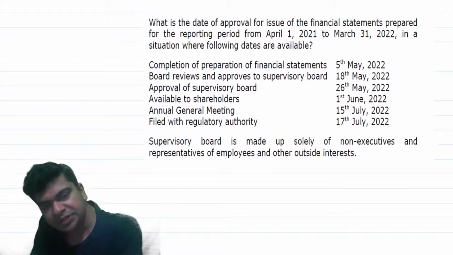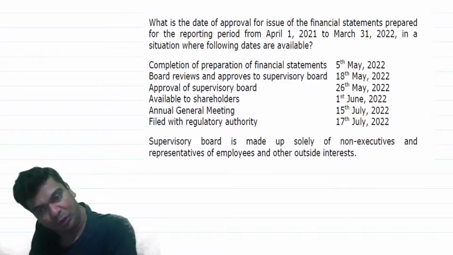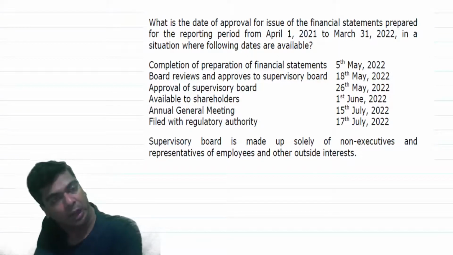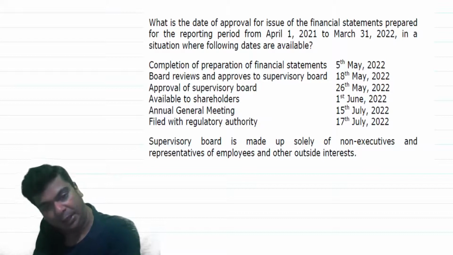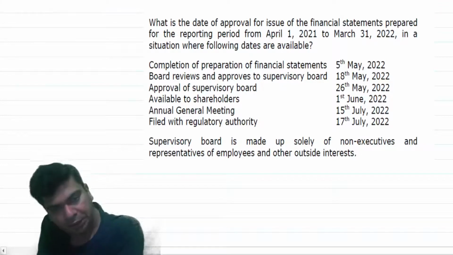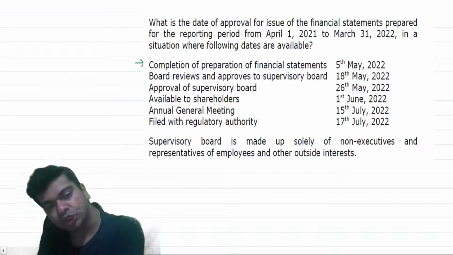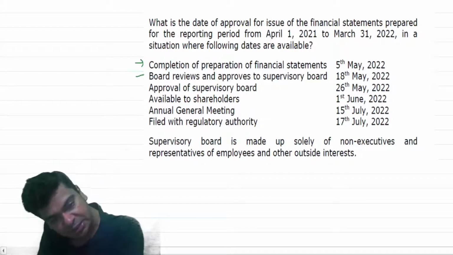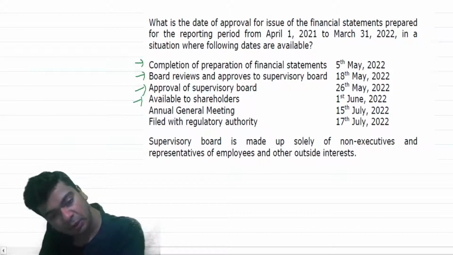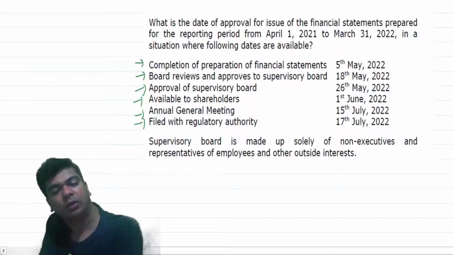Again, over here, they are asking: what is the date of approval for issue of the financial statements prepared for the reporting period 1st April 2021 to 31st March 2022, in a situation where the following dates are available? Completion of preparation of financial statements, board reviews and approves, approval by the supervisory board, available to shareholders, annual general meeting, filed with regulatory authority.